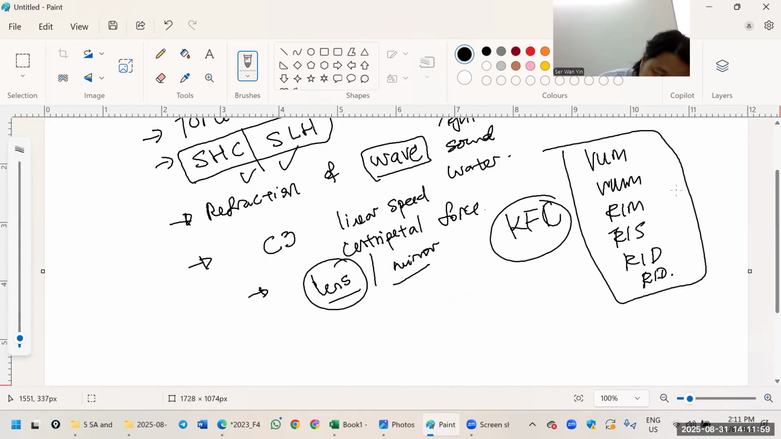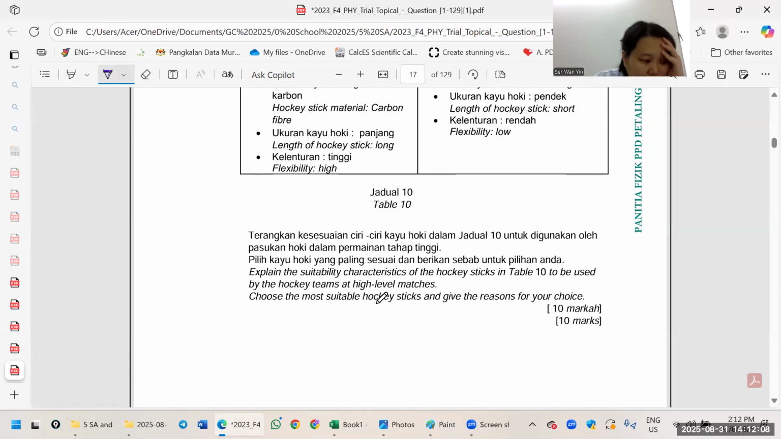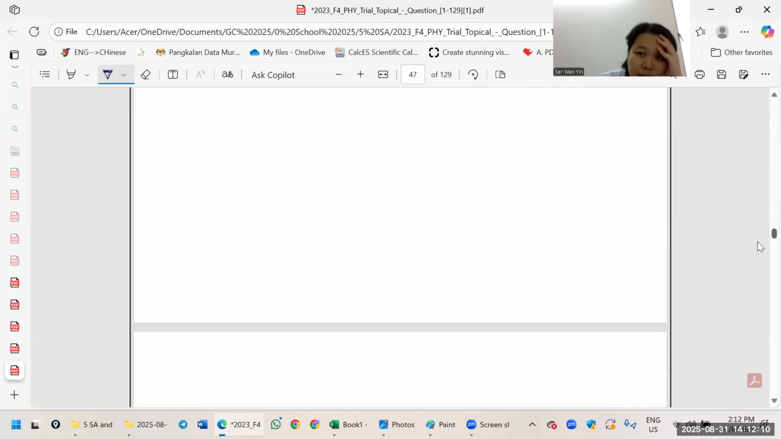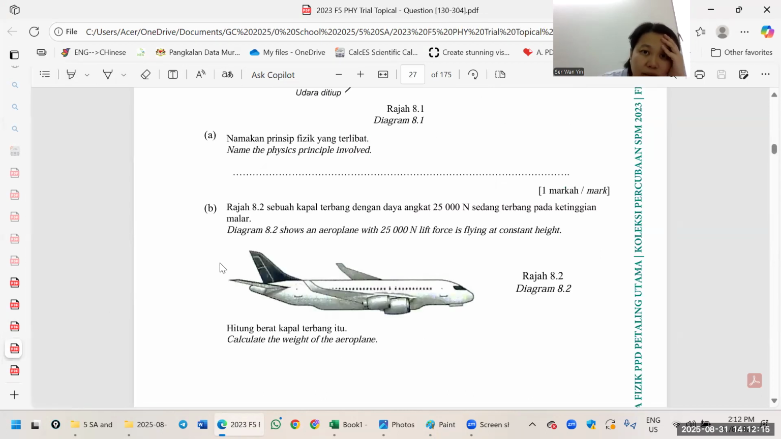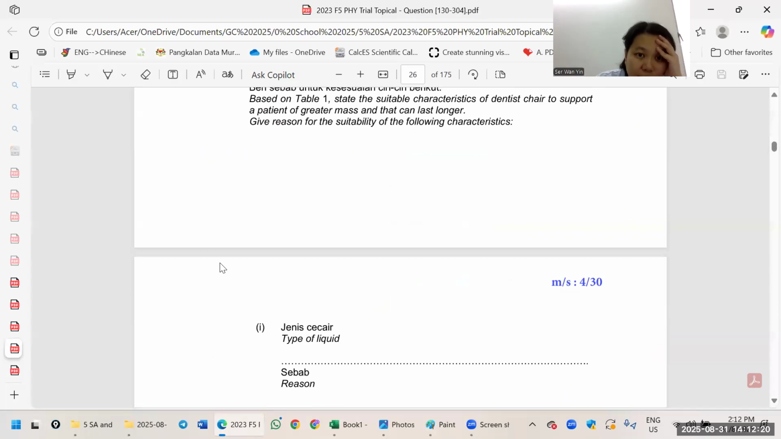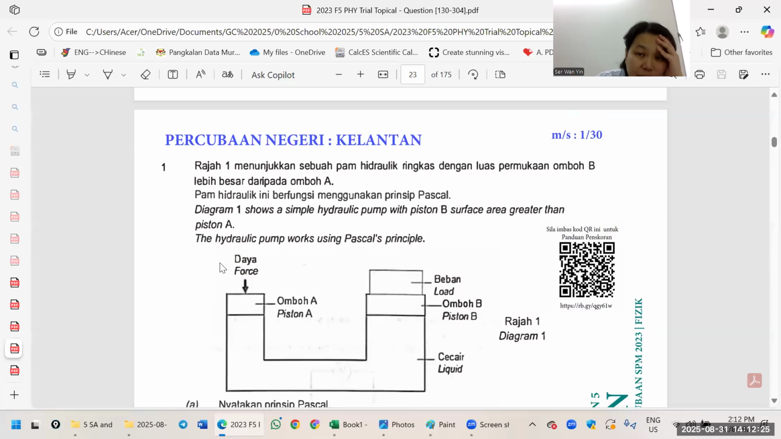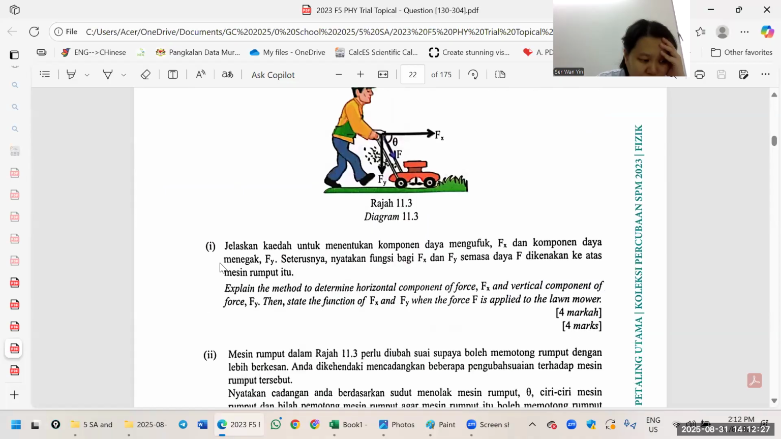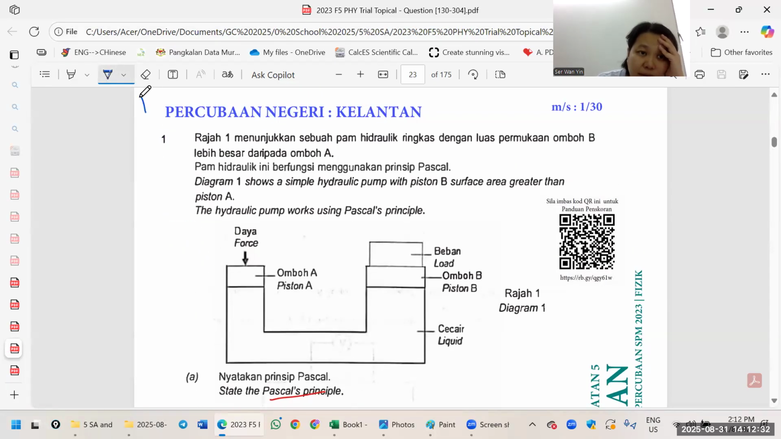Okay, then what else? For the rest, let's look from Form 5 Chapter 1. From Form 5 Chapter 1, we look at Pascal's principle first.